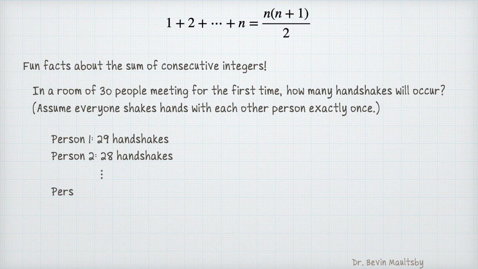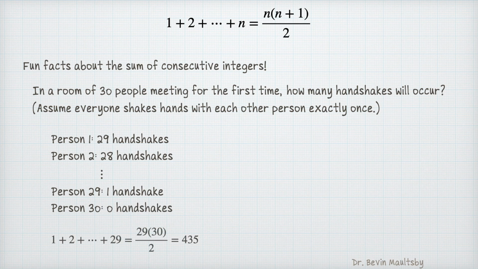Person 3 steps up and they will shake hands with 27 people. And we keep doing this until we get to person 29 has 1 handshake left. And then person 30 says, everyone's already shaken my hand, so they won't shake anybody else's hand. So like this, we've arranged all of these introductions.